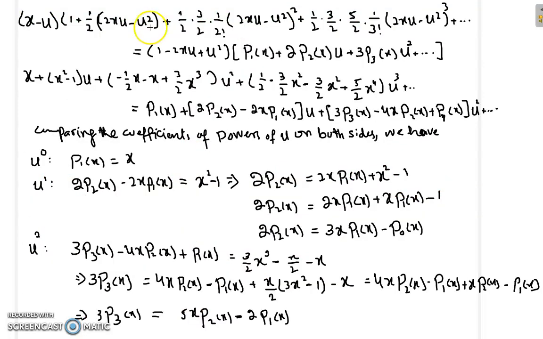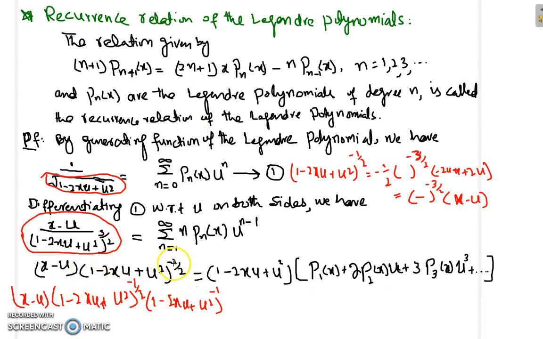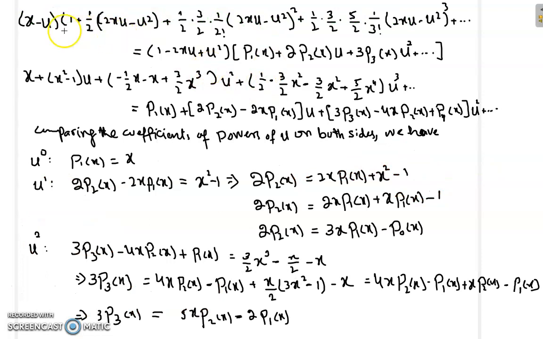Next, we have simplified this expression using the binomial expansion. So x minus 1, and this one is taking 1 plus n, where the value of n is minus 1 by 2. So we have used that negative times negative is positive. This is the value of x, and so on. We have expanded this up to the other terms as well.